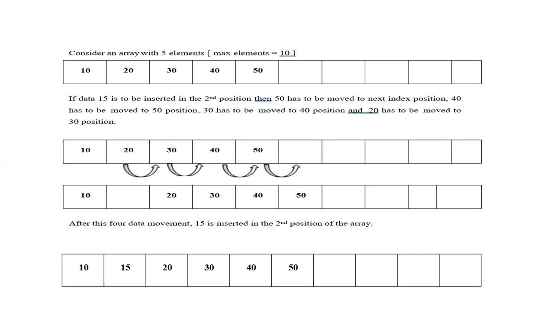If the data 15 is to be inserted in the second position, then 50 has to be moved to the next index position. So 40 has to be moved to the 50th position. 30 has to be moved to the 40th position. And 20 has to be moved to the 30th position. So by moving this way, I'm going to insert the new data in the second position of the array.